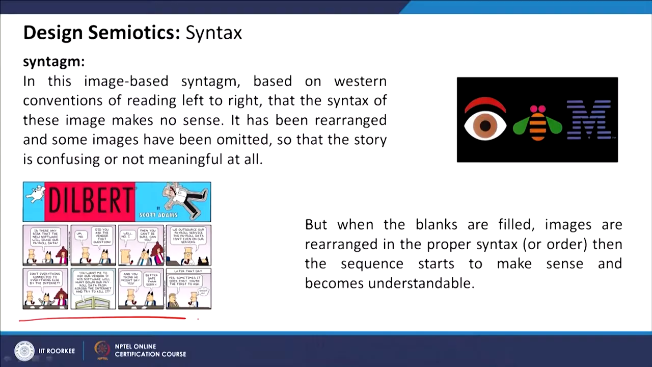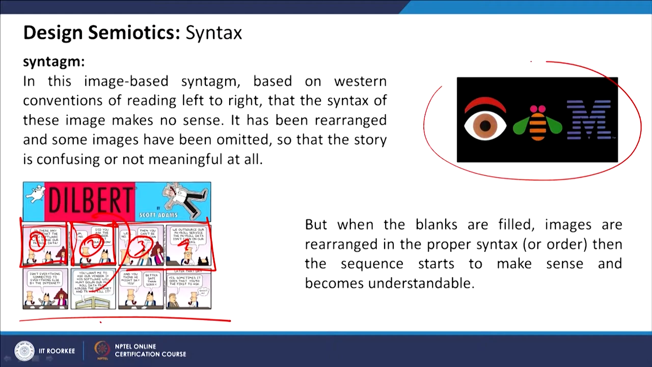From the syntagm's perspective, when this linear sequence is broken, you change it, then the meaning might change. For example, a comic strip where the first information should be at the first, and the second information should be on the second and third, and it should be arranged in that way. So if you change it, the total meaning will be totally different.